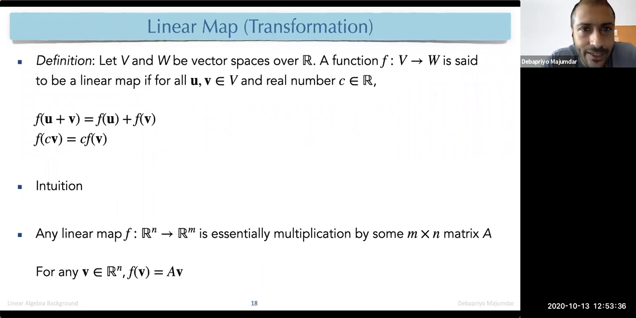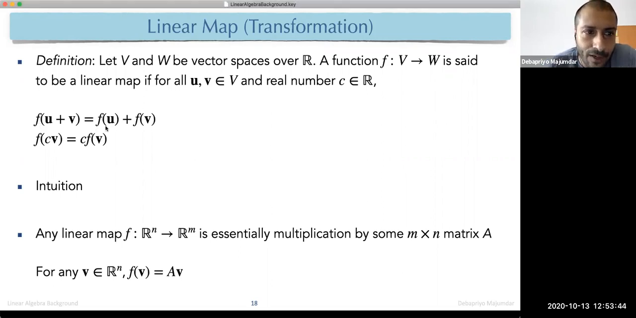So a linear transformation is any function from a vector space to another vector space, so that you have these two properties. For all vectors u and v in the domain and any real number c: if you add the vectors and then transform, it will be the same as if you transform them separately and add. And if you multiply the vector with a scalar and then transform, it will be the same as transforming the vector and then multiplying with the same scalar.